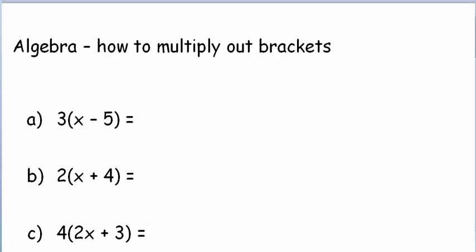So we multiply everything which is inside the brackets by the number or the term before the bracket. How do we do that? We do it as follows. I multiply 3 by the x. So it's 3x. And then I multiply 3 by minus 5. Bear in mind how I included that minus, because it also matters. 3 times minus 5 is minus 15.